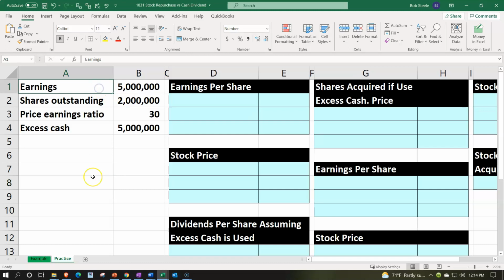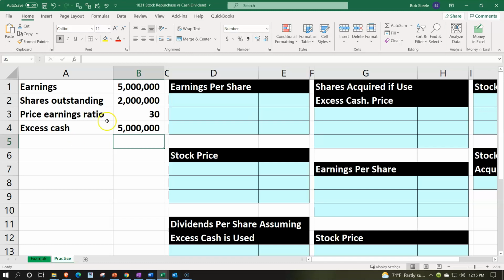So we're going to say that the earnings are $5 million, the shares outstanding are 2 million, the price earnings ratio is 30, and the excess cash that we have is $5 million. The excess cash is what we're going to think about using either to distribute in the form of dividends or to repurchase some of the stock that is outstanding.